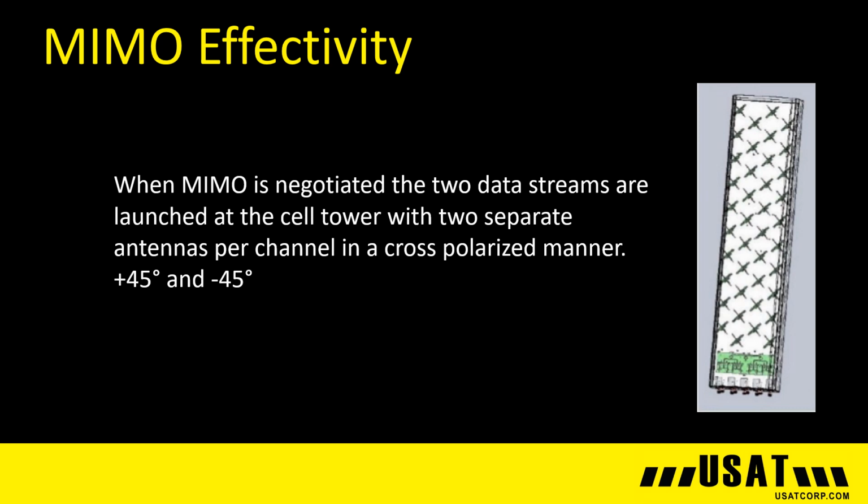Antenna polarization, in its simplistic form, is just the mounting angle of the antenna. What is shown on the right here is a peek inside one of those panel antennas on cell towers. There are multiple pairs of cross-polarized antennas, each one representing a separate channel within an LTE band. The signals from these antennas are launched in a cross-polarized manner with each other, one at plus 45 degrees and one at minus 45 degrees.